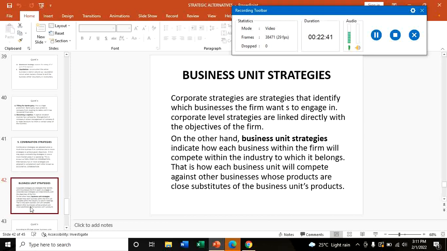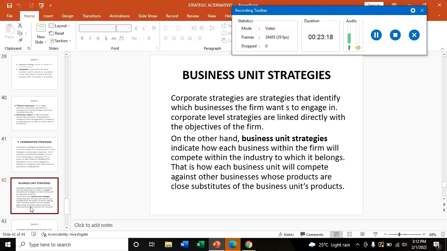On the other hand, business unit strategies indicate how each business within the firm will compete within the industry to which it belongs. I repeat, business unit strategies indicate how each business within the firm will compete, because you can be in an organization with various departments, and each department is given autonomy to see how it's going to compete and become a leader in the industry where it is competing with other players. So at business unit level, that is what is supposed to be done.